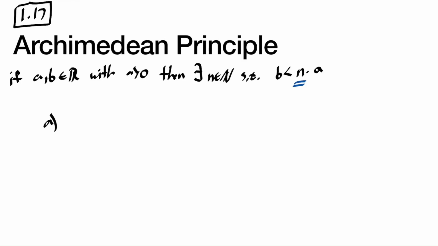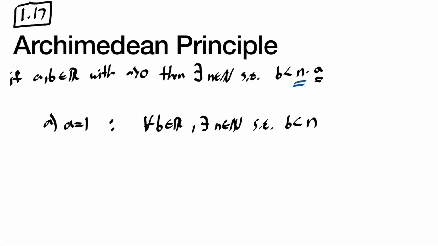So corollary number 1 says, well, what if we just let A equal 1 in this theorem that we have? Well, if you just let A equal 1, so that's this part right here, then that means that for all B in the real numbers, there exists a natural number n such that B is less than n. So that means there is no real number that's bigger than every integer. You can always find an integer bigger than a real number.